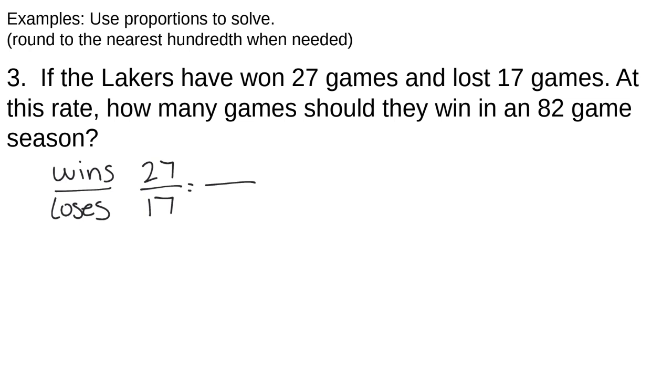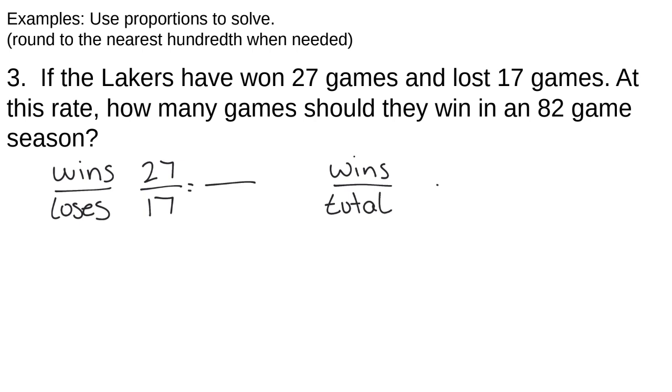The trouble comes when I go to put in the number that we have left, which is 82. 82 is not wins, and 82 is not losses. It's total games in the season. So I cannot put 82 here because it doesn't represent wins, and I cannot put 82 here. It does not represent losses. So we're going to have to change this ratio so that we can use the number 82. Instead of wins and losses, I think what we need to do is wins over the total number of games.